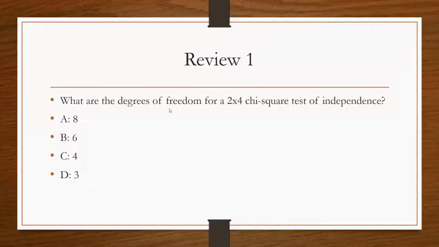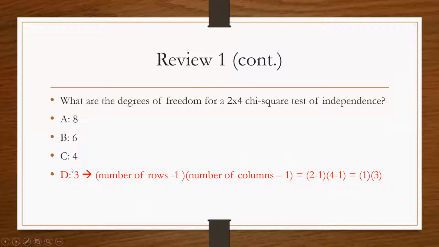All right, so we're going to go over it. The correct answer is D, 3. You're basically taking the equation that we saw before, so it's number of rows minus 1 times number of columns minus 1. In this case, it would be 2 minus 1 times 4 minus 1, so you just get 3. All right, good job.